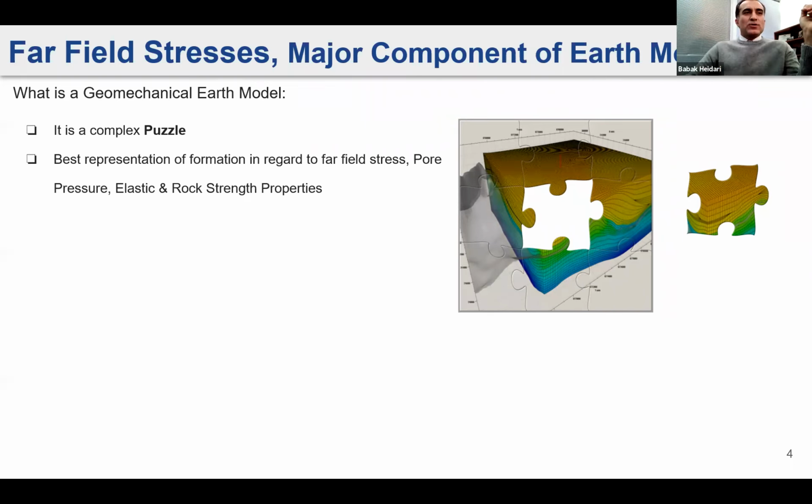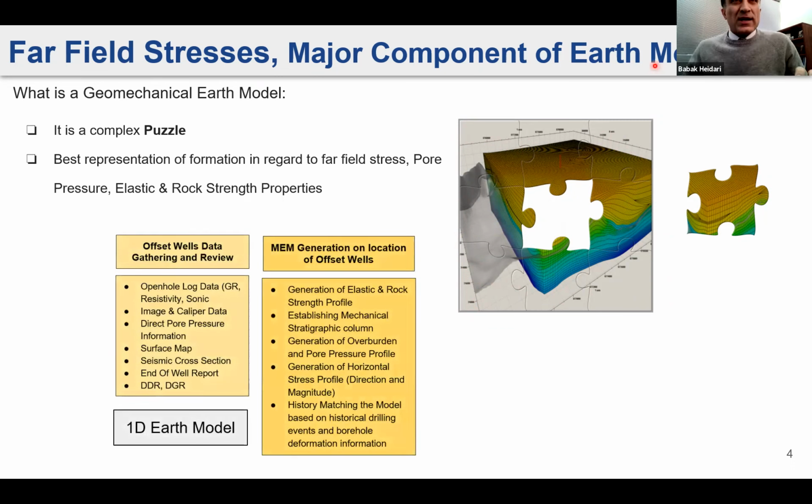So for example, those that are on the corners, you can easily guess those. For example, those corners in the MEM world can be overburden stress, elastic, and rock strength properties. They are more straightforward. And to be honest, the most complex one, which is sitting in the center, is far field stress.